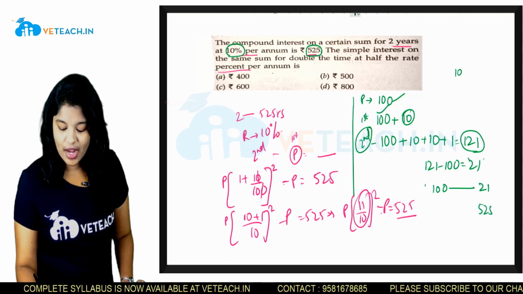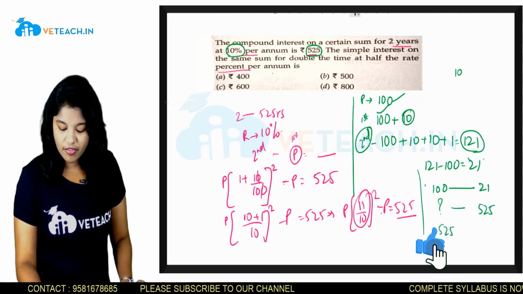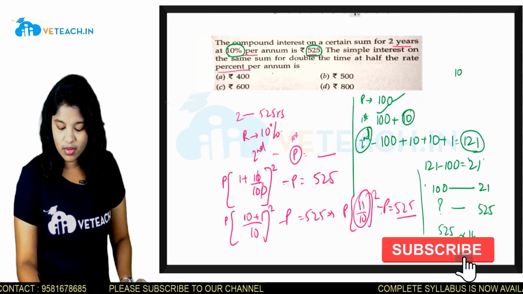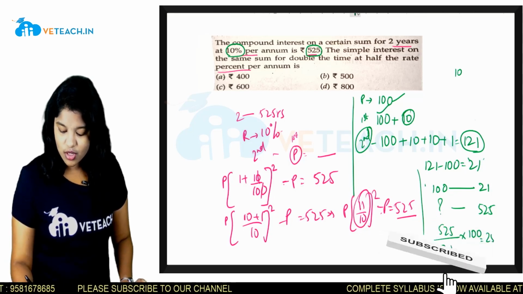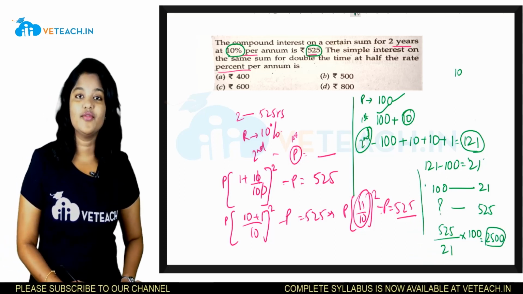When the interest is 525 rupees, what will be the principal amount? It is simply 525 by 21 into 100. It is equal to 2500 rupees. So the principal amount will be 2500 rupees.